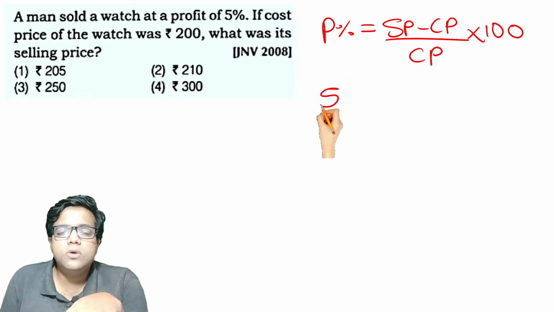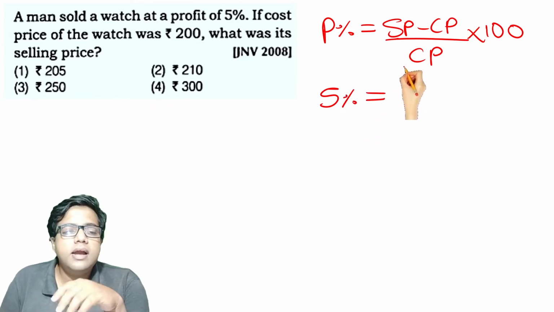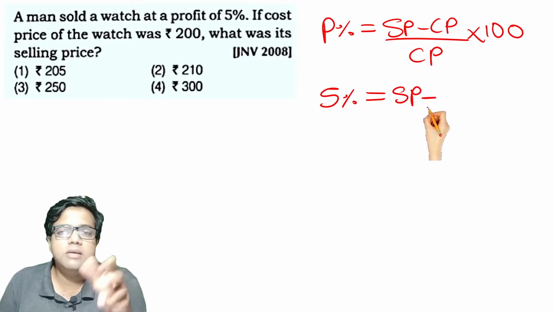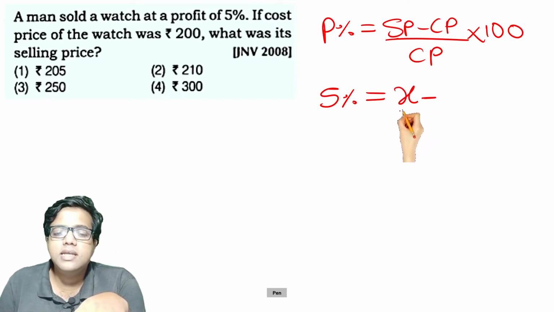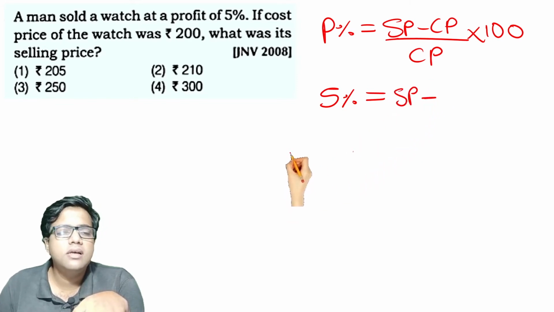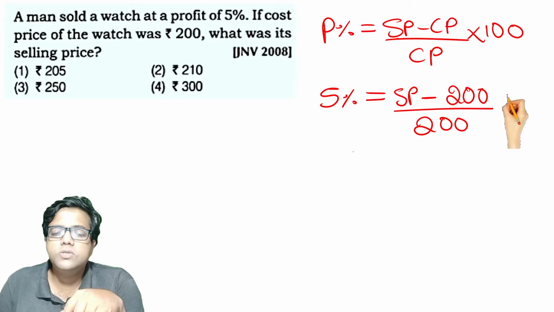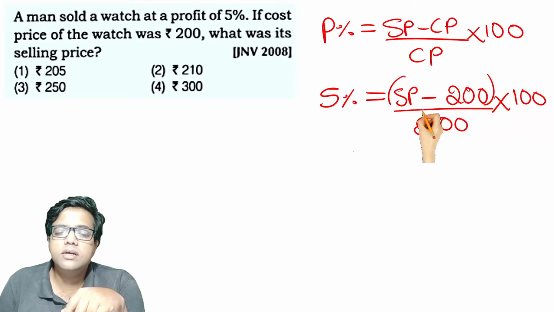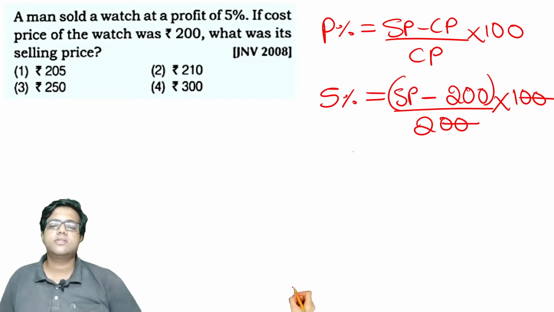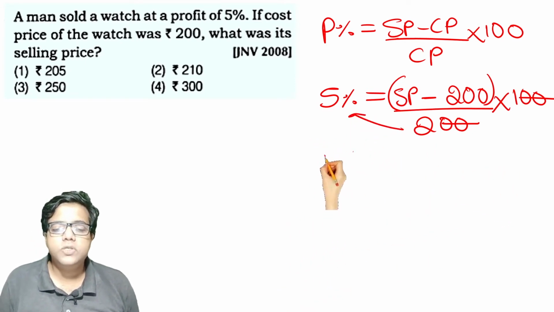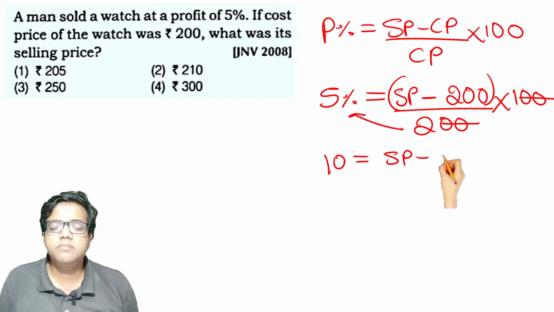So he sold the watch for 5% profit and we don't know the selling price. We need to find out the selling price. Let me call the selling price X, or you can even call it SP, minus cost price, which is 200. He bought that watch for 200 rupees, right? And divided by cost price, that is 200, multiplied by 100. So these two zeros cancel out, and this 2 and this 5 get multiplied. So you get 10 is equal to selling price minus 200.